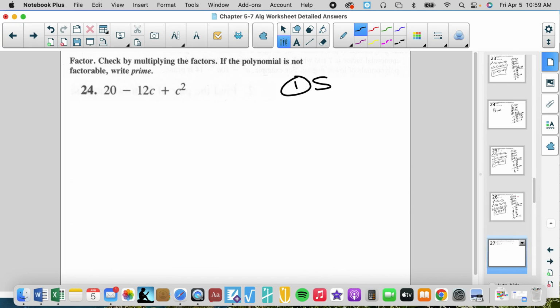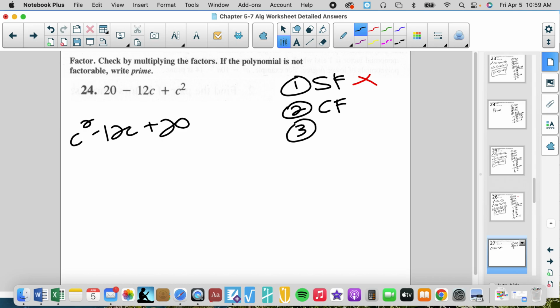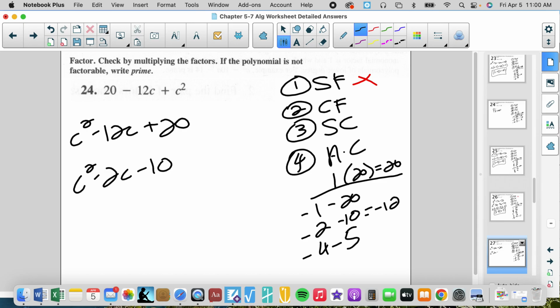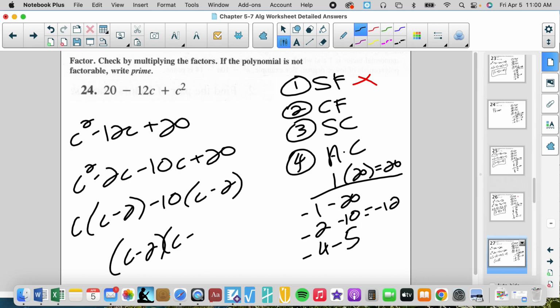Again, standard form. Nope. Let's move it in standard form. c squared minus 12c plus 20. Now is there a common factor? No common factor. Is it a special case? No. Is it A times C? Yes, A times C is 20. 1 and 20, 2 and 10, 4 and 5. Signs are the same, both are negative, which equals negative 12. That's this pairing. So we get c squared minus 2c minus 10c plus 20. Factor out a c, c minus 2. Factor out a 10, c minus 2. You get c minus 2, c minus 10.